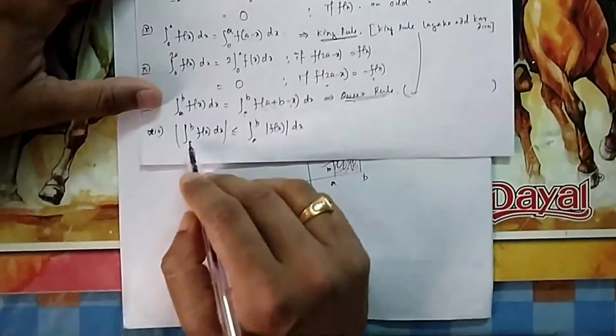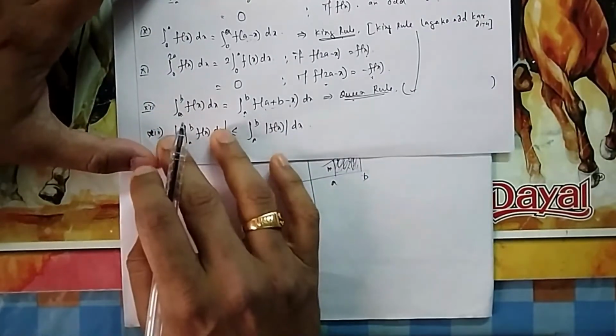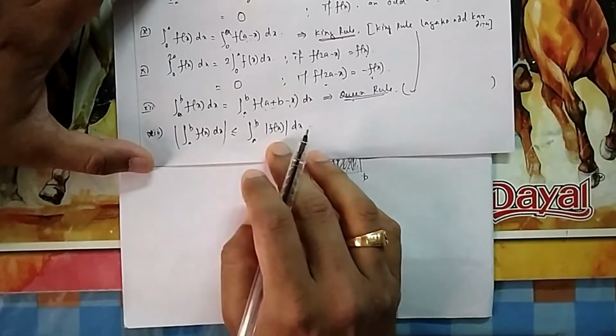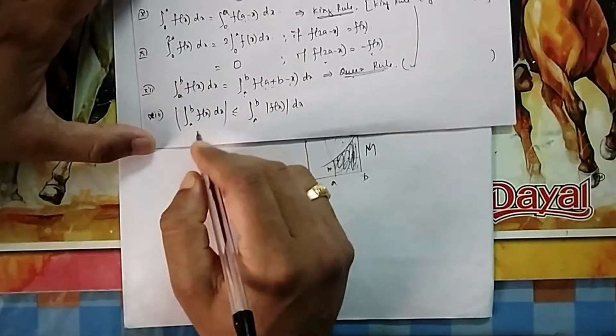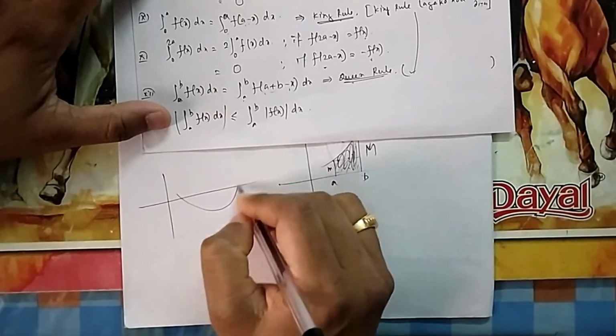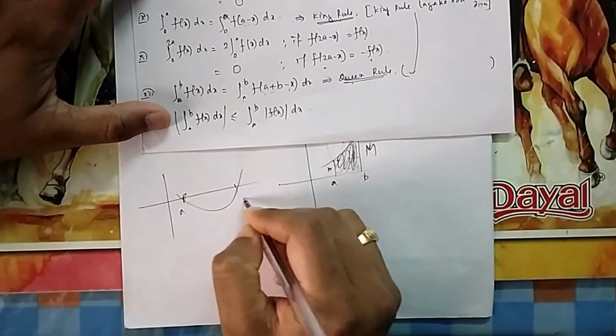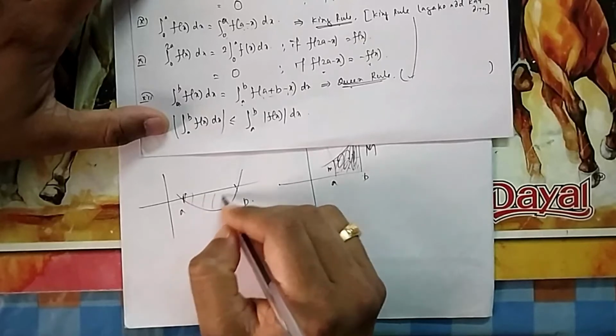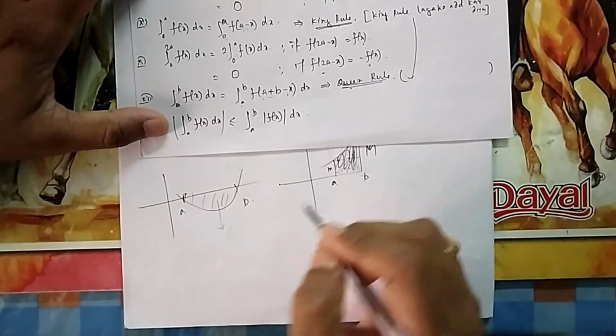Now this one is, again, an important one. If you take the mod of this integration, that will be less than this. Why is it saying so? You are taking mod, meaning obviously it is negative, that's why you are taking it. So I am taking this area, a to b suppose. So you are getting this area. If you take mod of the area, you will get the positive value of this one.